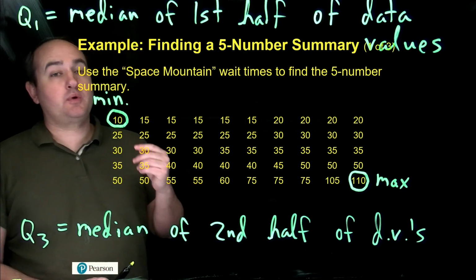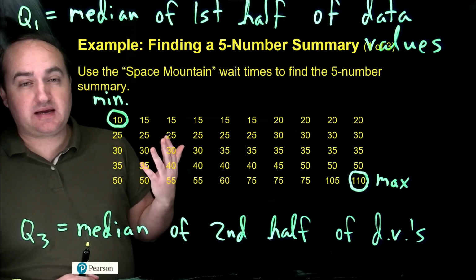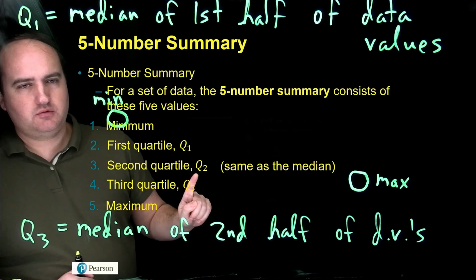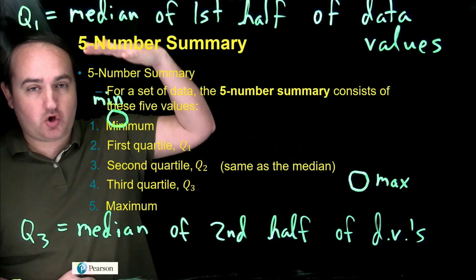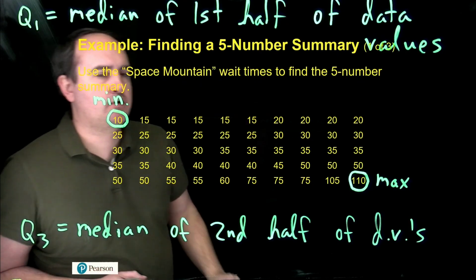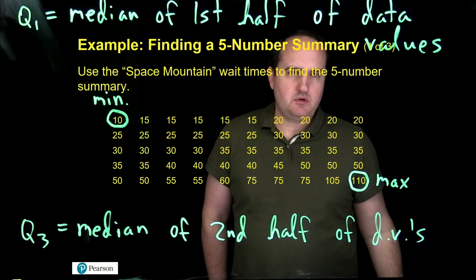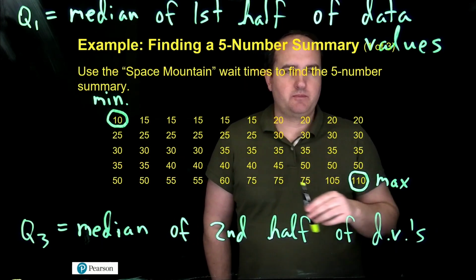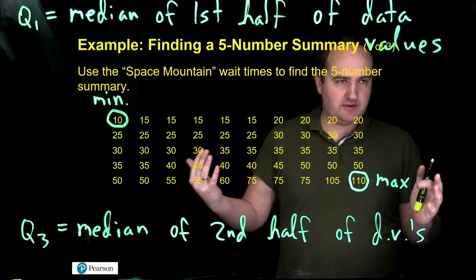And then the next easiest number to calculate would be Q2. Recall that Q2 is the same as the median. And when they say the median here, they mean of all the data values. So if we return to this table, if we want to find Q2, remember that there are a total of 50 data values. So Q2 is the same as the median of all the data values.